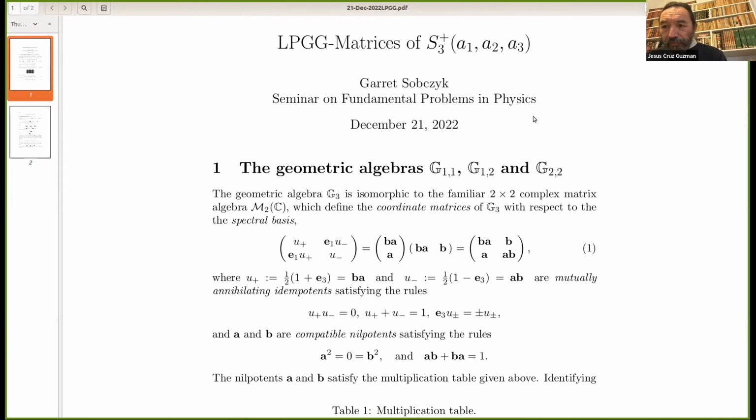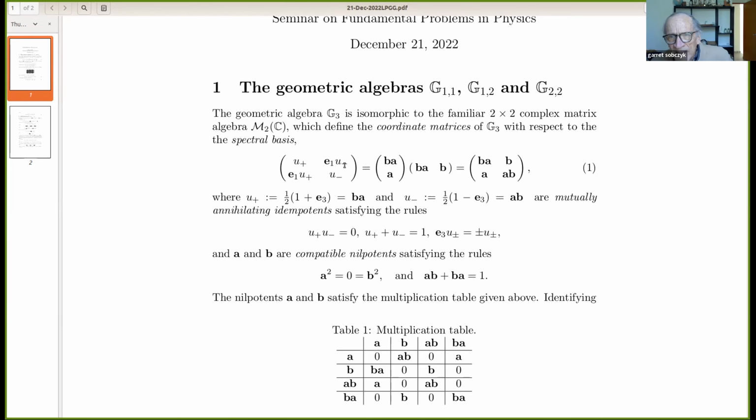Okay, so I'd like to start. You've seen this material before, but it is important. So again, this is a way of writing a basis of a 2x2 matrix algebra in terms of these null vectors A and B. In particular, I'm interested in the sequence of geometric algebras G11, G12, and G22. Because G11 and G12 can all be represented in terms of 2x2 matrices, whereas when you step to G22, then you have to go to 4x4 matrices to get a representation of it.